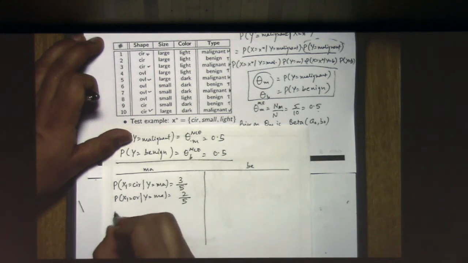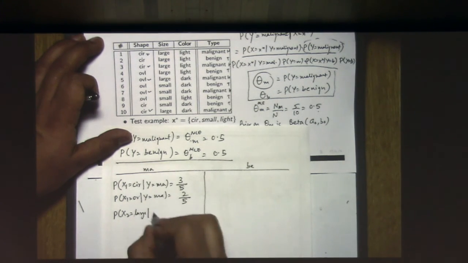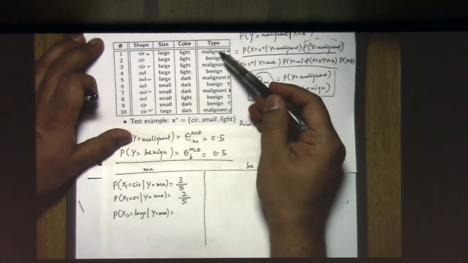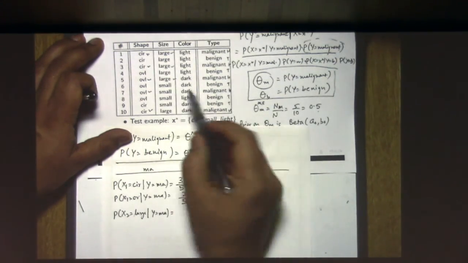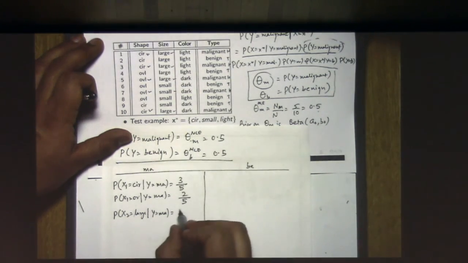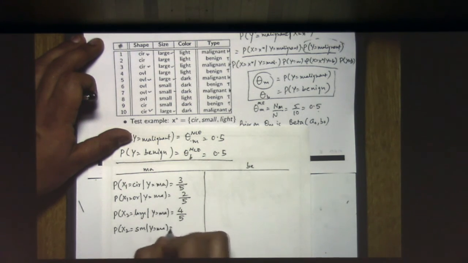Then we'll say, okay, what is the probability of x2 to be large given y equal to malignant? And that would be, let's say this is malignant, malignant, malignant, malignant, malignant. So 4 out of 5 times we see that. And the probability of x2 to be small will be just 1 over 5.